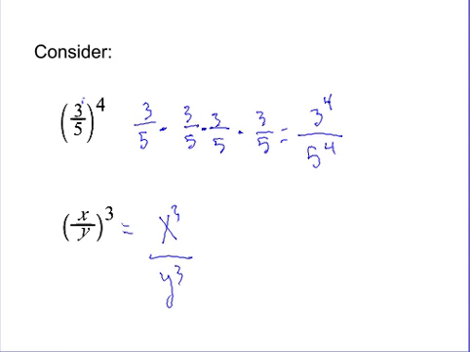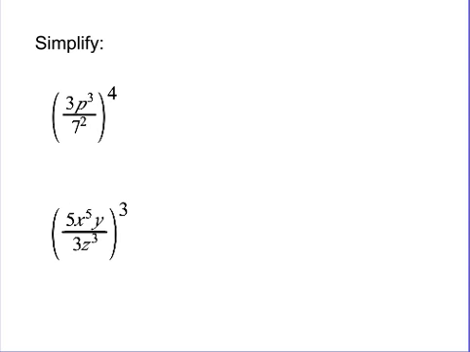All right, so simplify things like this. Remember, we're just going to multiply the exponents. So this would end up being 3 to the 4th, p to the, multiplying exponents, p to the 12th, over 7 to the 8th. Okay?